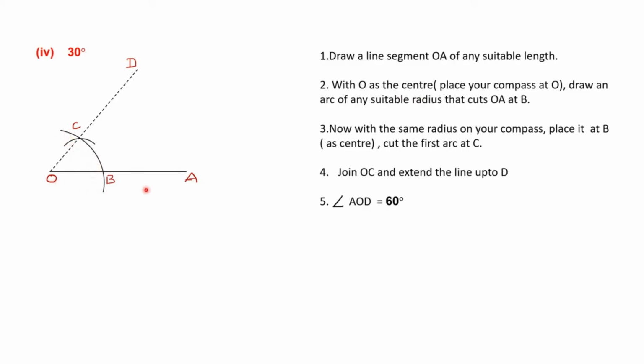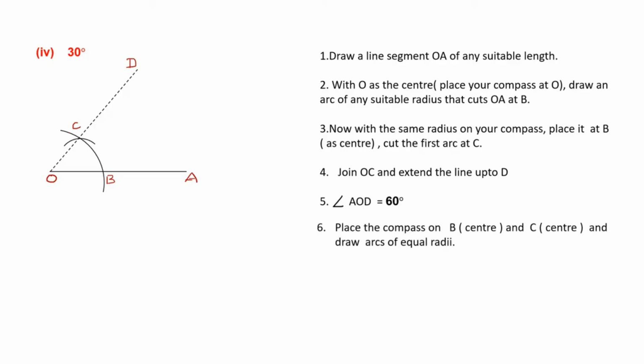This arc is cutting OA at the point B, and what we're going to do is, with that same radius on the compass, place it on B and cut this arc. Cut the first arc, and the point where the two arcs meet, we're going to name it C. Join OC and extend it up to D. So now you have got angle AOD, that is AOD here, this is equal to 60 degrees. Now we have to bisect this. That means we're going to divide this angle into two equal parts. So each part will be 30 degrees. So let's begin that.